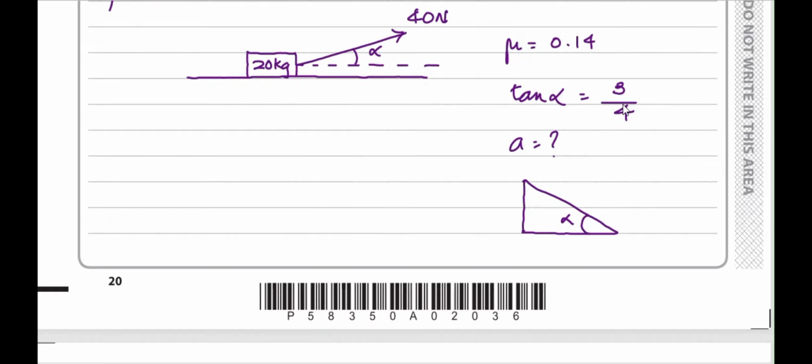Tan alpha is 3/4, meaning opposite side over adjacent side is 3/4. Therefore, automatically we can calculate the hypotenuse. 9 plus 16 is 25, square rooted is 5. Therefore, sine alpha will be equal to 3/5. Cos alpha is equal to 4/5.